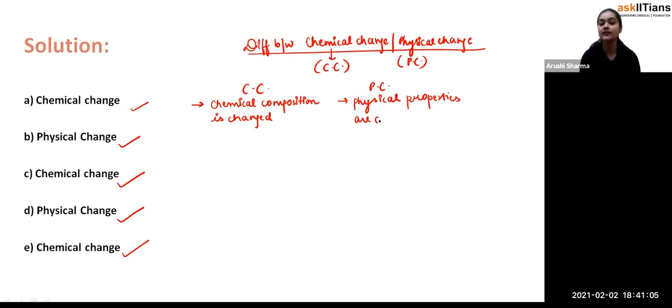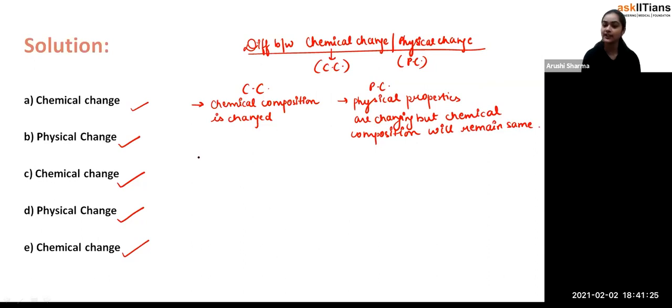Physical properties are changing, but it's just that the chemical composition will remain the same. Obviously, we have already seen this. So now it's the chemical change and the physical change.